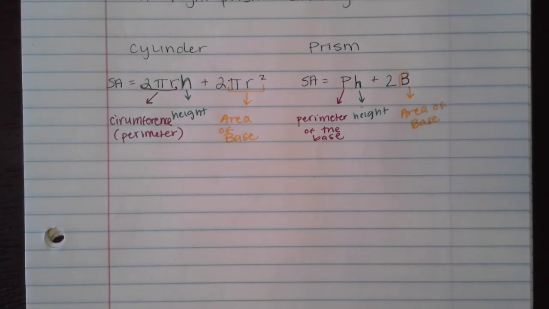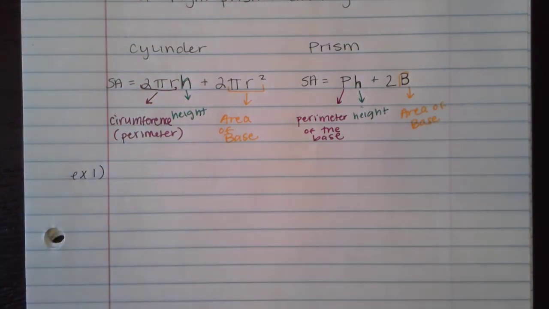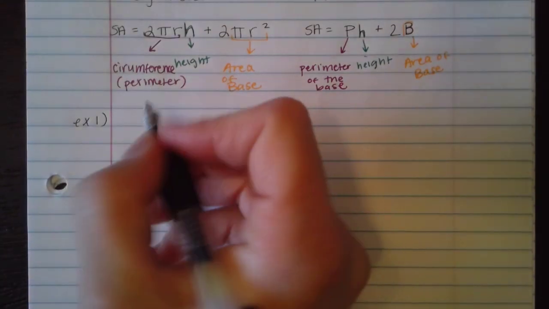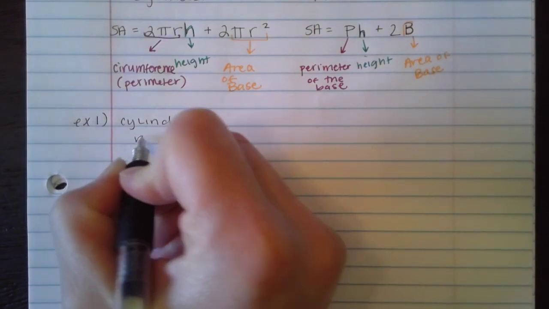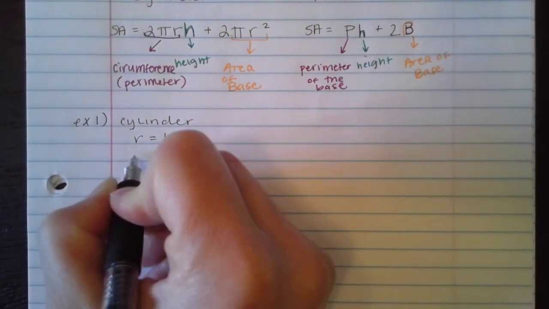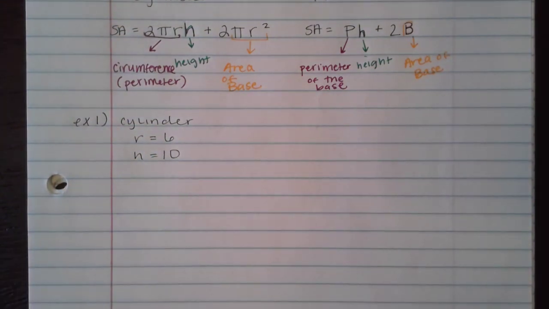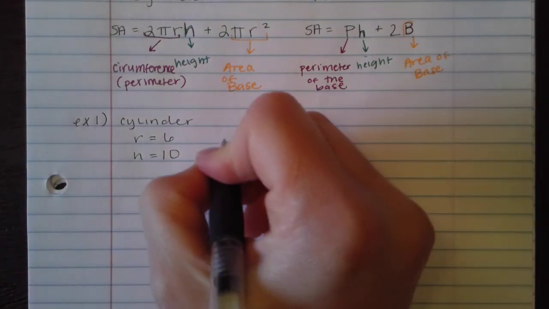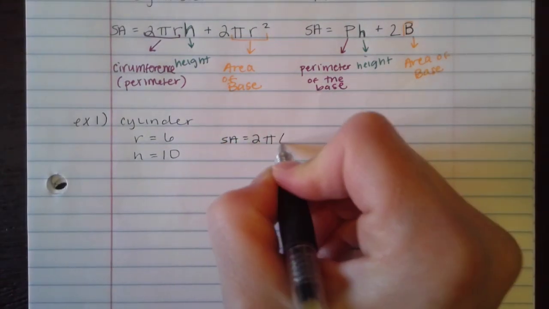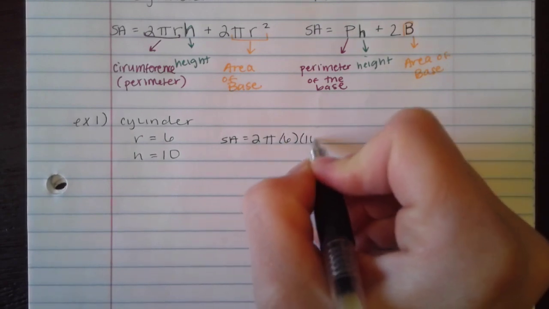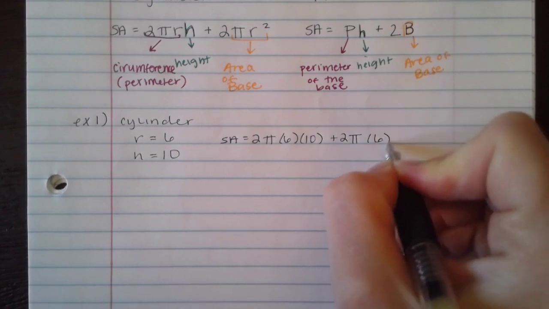Now let's go and use some of them. Example 1. There is a cylinder with a radius of 6 and a height of 10. In this case, we know our surface area formula. The surface area is 2 pi radius height plus 2 pi radius squared.